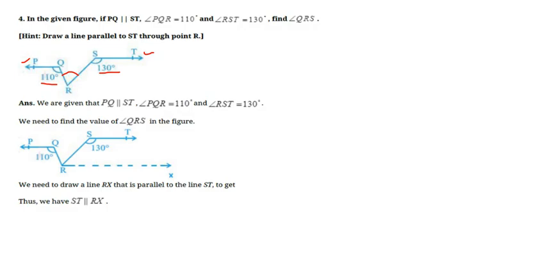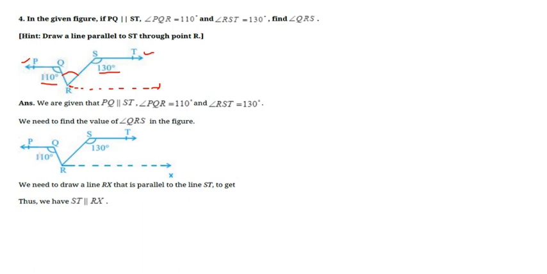Always write in the exam "given" and then "to find". Here we do a little bit of construction. We will draw a line parallel to ST. This one, right? Now ST is parallel to RX, right?